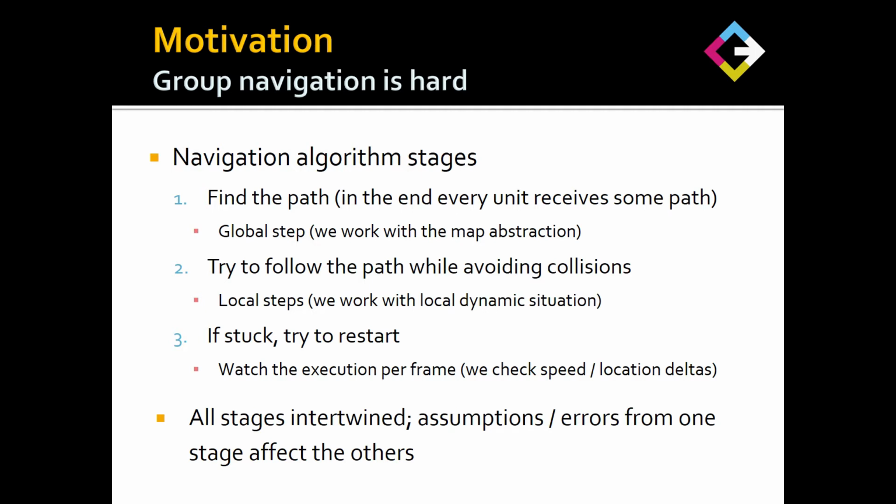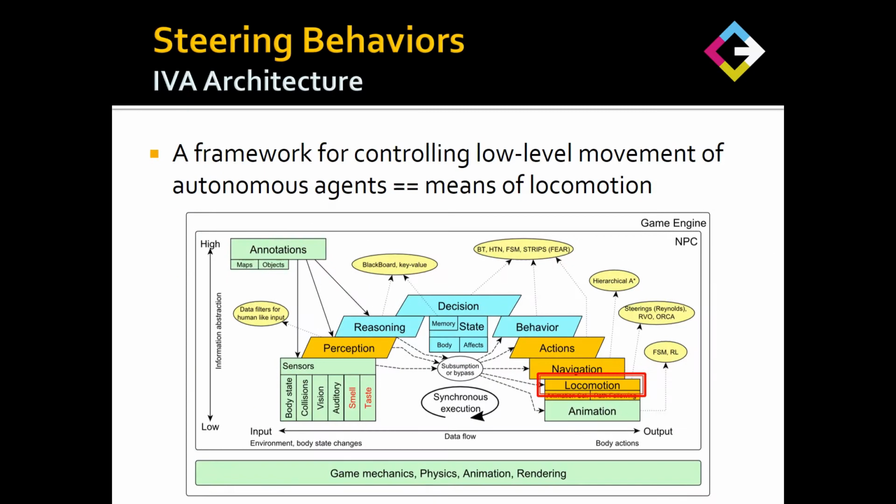As a result, all those stages are intertwined. Their implementations affect each other in the end. Today, we will have a closer look at the second part, the local navigation techniques known in games as steering behaviors. Looking at our architecture, we are discussing the locomotion layer of the IVA Mind.